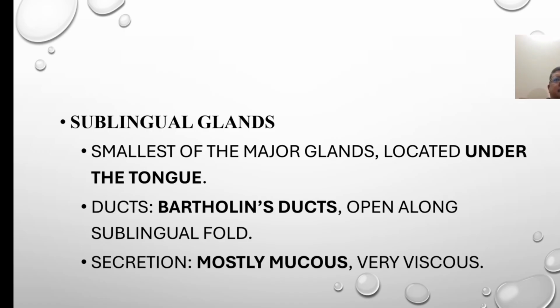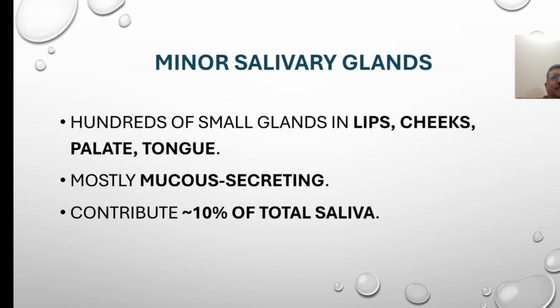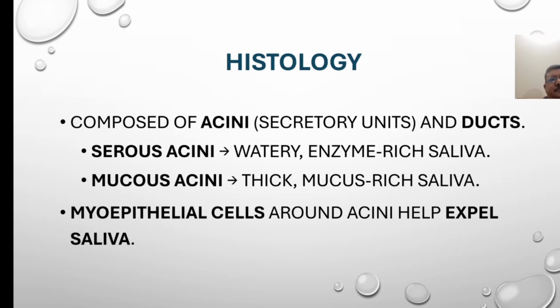Sublingual glands, the smallest of the major glands, are located under the tongue. Duct: Bartholin's ducts open along the sublingual folds. Secretions: mostly mucus, very viscous. Minor salivary glands: hundreds of small glands in the lips, cheeks, palate, and tongue, with mostly mucus secretions, contributing 10% of total saliva.